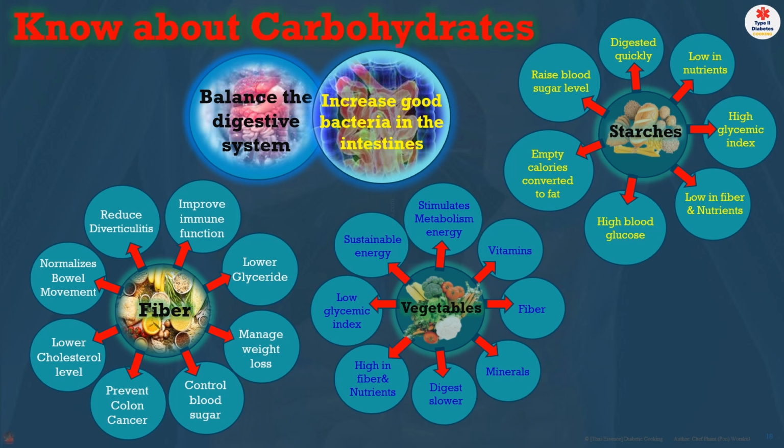Okay, and another thing: the carbohydrate is starch. Starch changes into sugar, but because it is low in fiber and nutrients, it can create high blood sugar. It's literally empty calories. It does not give you that much until it converts to sugar, so it's going to cause a sugar spike easily. It digests quickly and is low in nutrients.